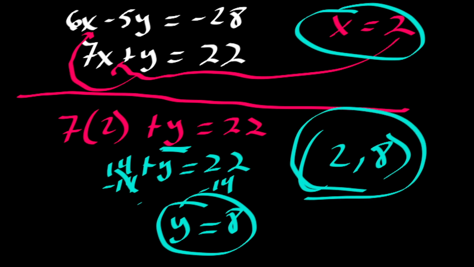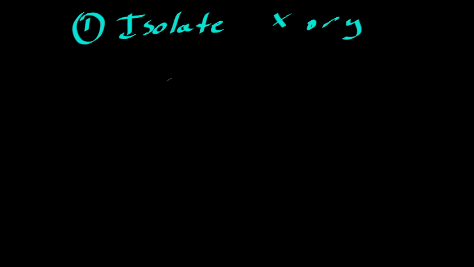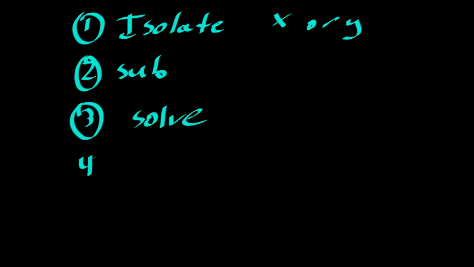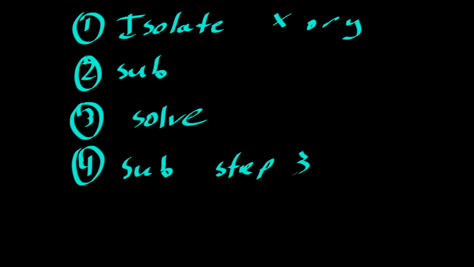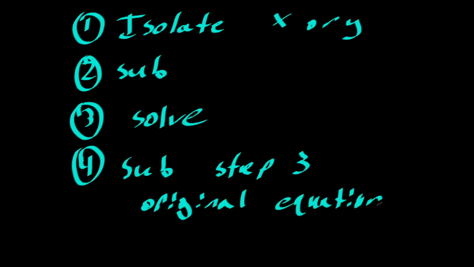So once again, your job is to know the 4 steps, because if you keep up with the 4 steps, everything else is really just past information. So first you're going to isolate a variable, once again. So isolate x or y. Then you're going to substitute that in. So I'll just write sub. And then 3, we're going to solve. Then 4, we're going to sub in step 3 into an original problem or original equation. And then we'll have both. After we do that, we should have our answer, which is an x and a y.